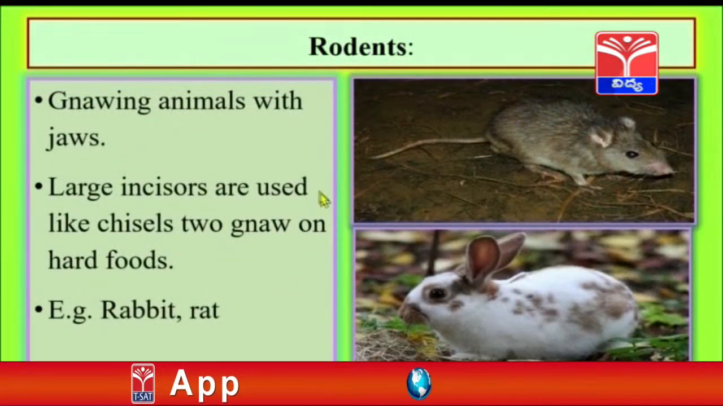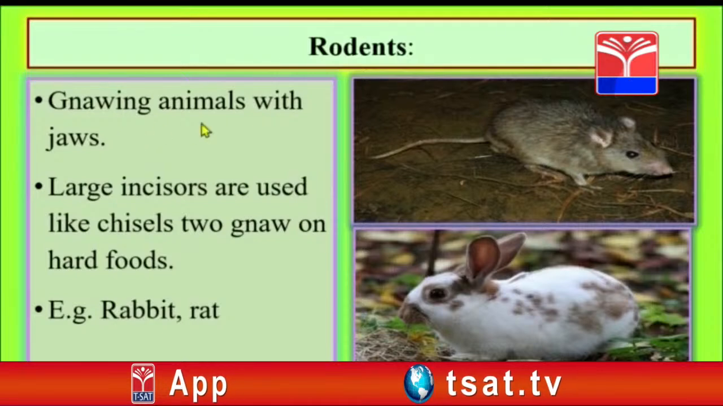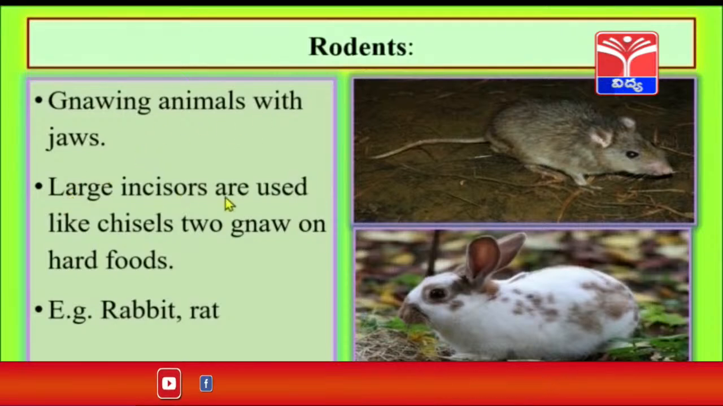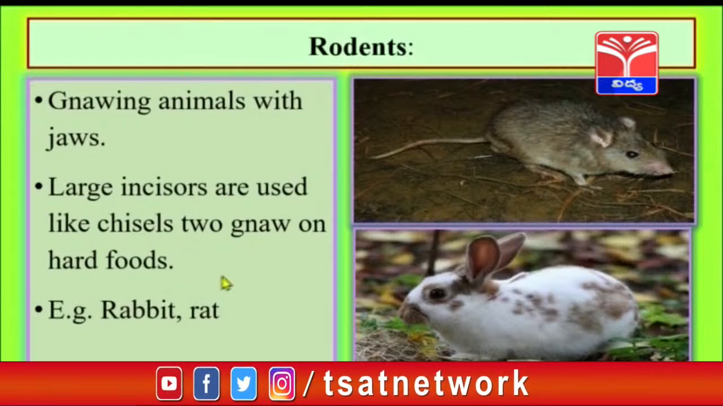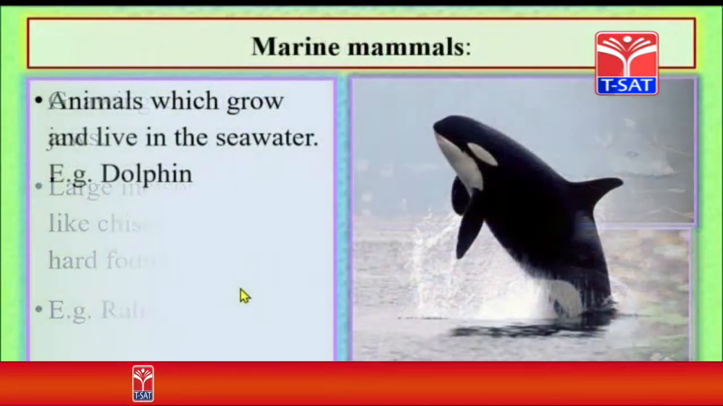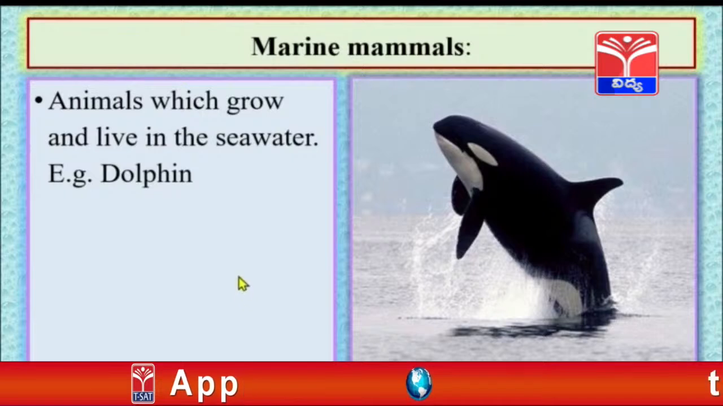Rodents. Rodents are the gnawing animals with jaws. Large incisors are used like a chisel to gnaw hard foods. Example, rabbit and rat. Marine mammals are animals which grow and live in the sea water. Example, dolphin.